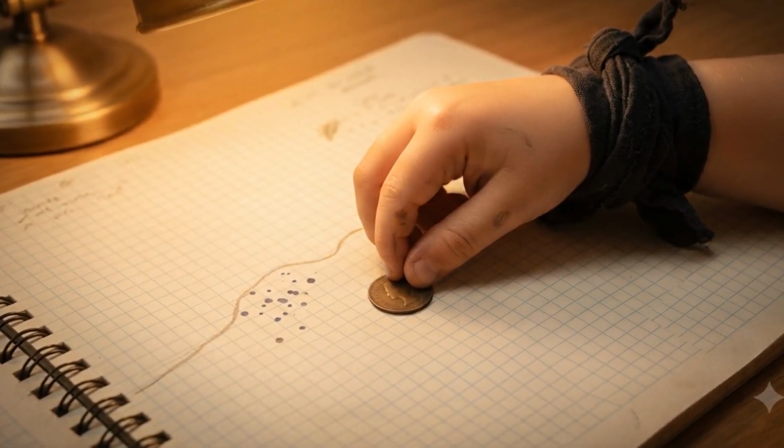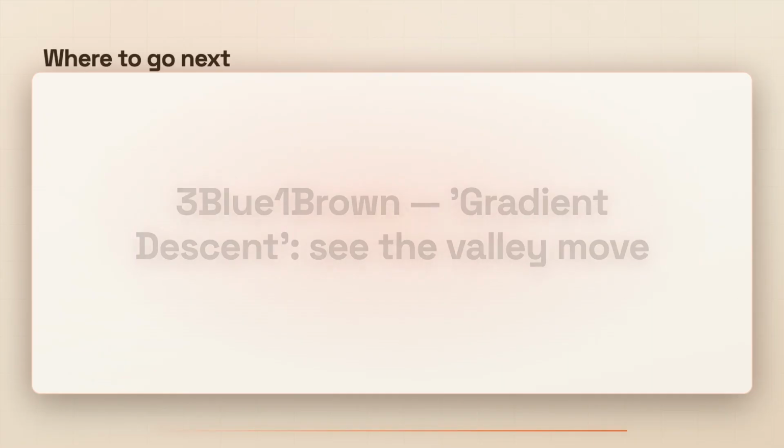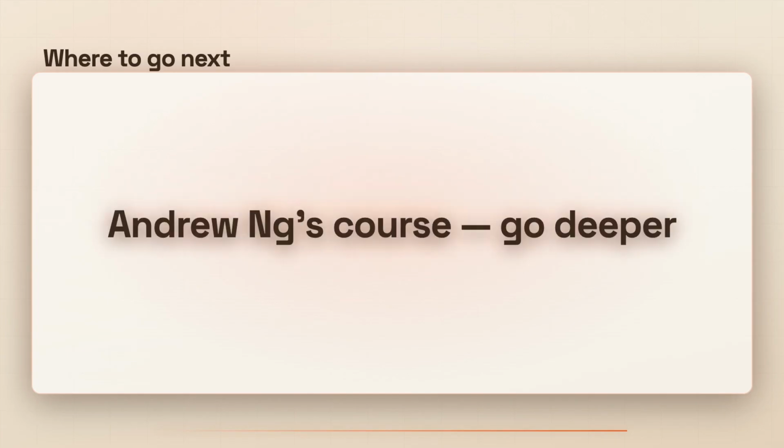Want to see the valley move? 3Blue1Brown's gradient descent shows it beautifully. StatQuest's gradient descent, step by step, walks the numbers slowly. And Andrew Ng's course goes deeper still.